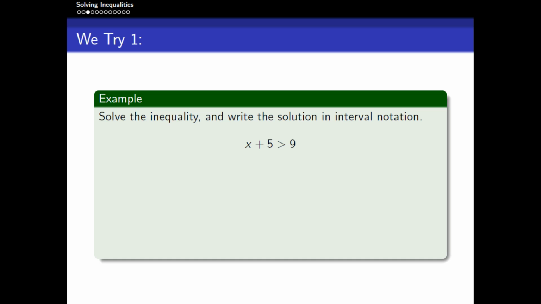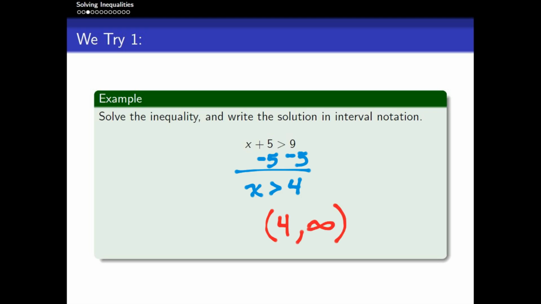Let's try one together. I have x plus 5 is greater than 9. So I'm going to subtract 5 from each side, and I'll get x is greater than 4. I want to put this into interval notation or set builder's notation. So it's all the numbers greater than 4 going all the way to infinity.